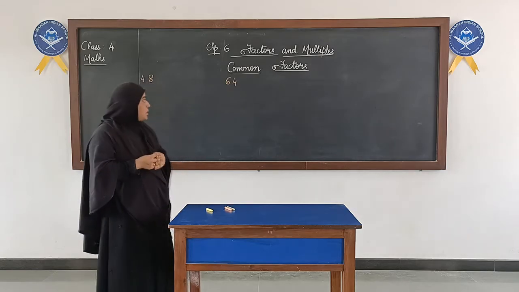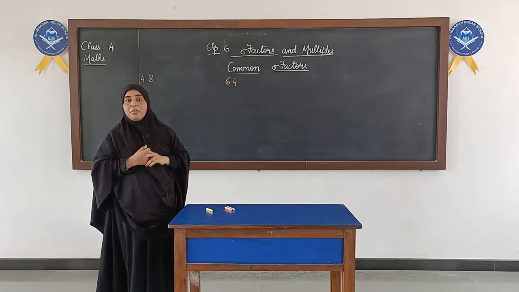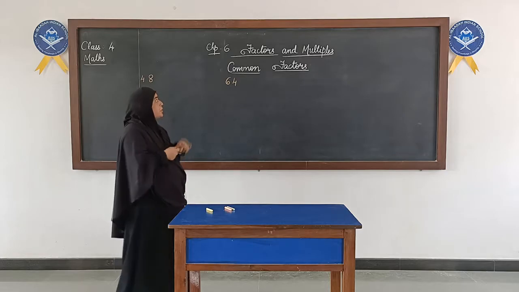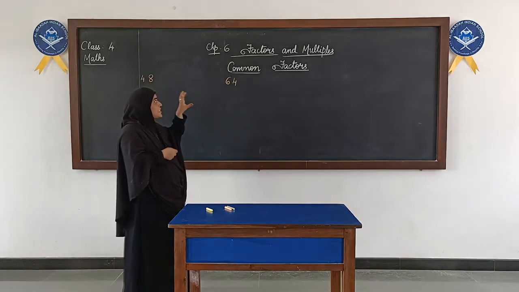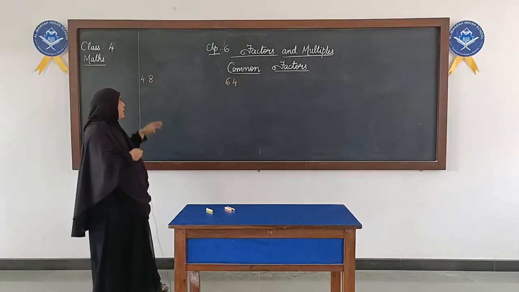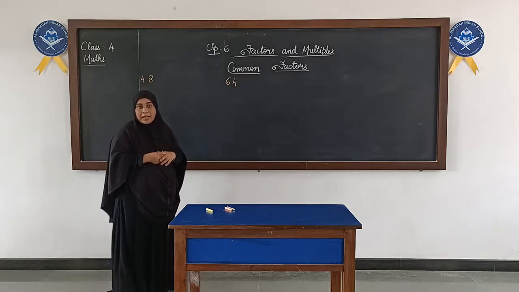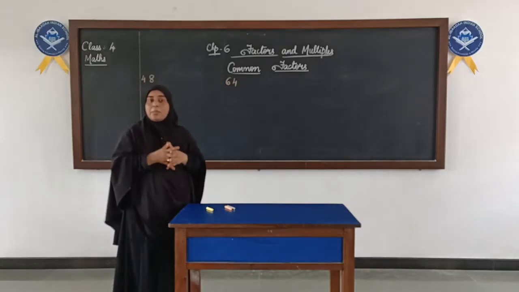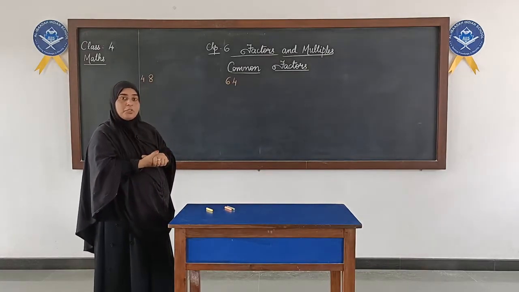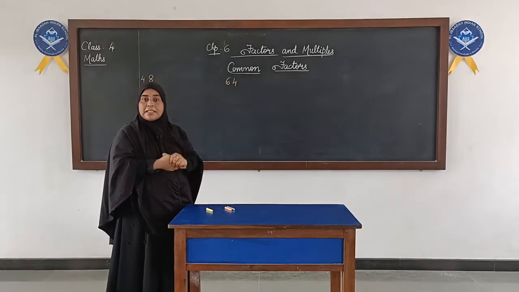Today we are going to learn how we find common factors. The word common, what do we mean by the word common? Common means same. Okay, so we are going to find the factors which are same in two numbers or three numbers. Here I have taken an example of two numbers, 48 and 64, and we are going to see which are the common factors in 48 and 64, meaning the factors that you will find in the list of 48 and also in the list of 64.